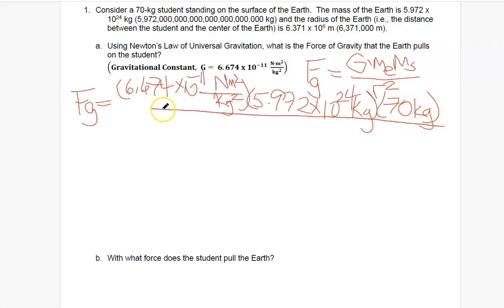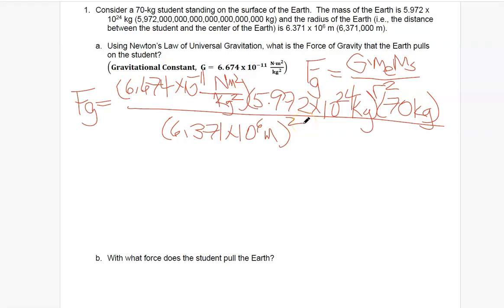And now we're going to divide all that by the distance between that student and the Earth. So it's really between the center of the student and the center of the Earth. Well, the student's tiny compared to the Earth, so the distance to the center of the Earth is the radius of the Earth, so that's 6.371 times 10 to the 6 meters, and we square that number.